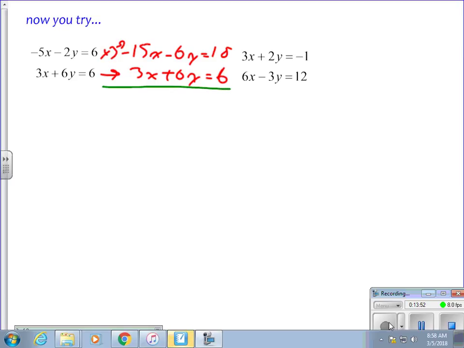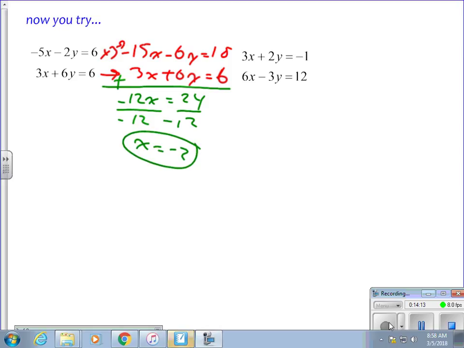And then because I have one positive and one negative, I add the equations. -15 plus 3 is -12x. -6, positive 6, they go away. Equals 18 plus 6 is 24. Divide by -12. And I get x equals -2.